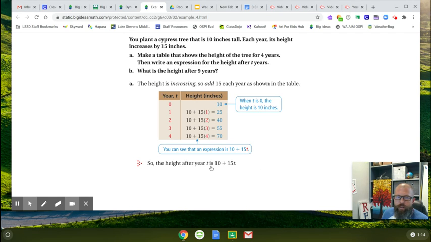So the height after year t is 10 plus 15t. Now the question was after 9 years, so I'm going to plug a 9 into the t, multiply 9 times 15 and add 10. And you end up with 145. So 9 times 15 is 135 plus 10. So you can figure out how tall the tree is going to be after any amount of years.